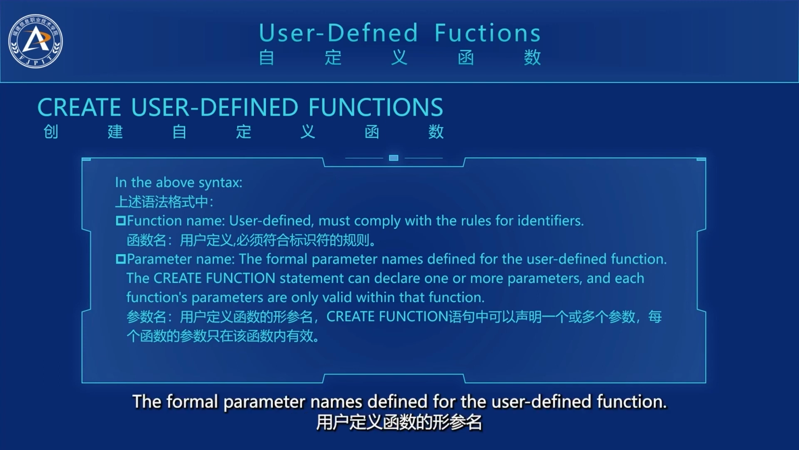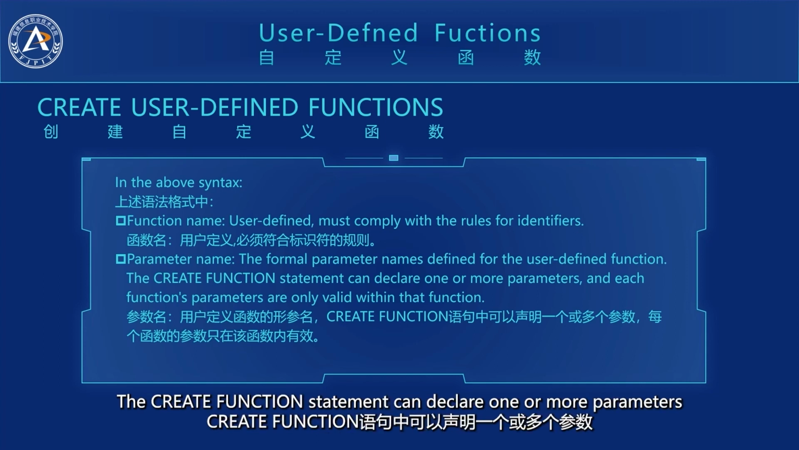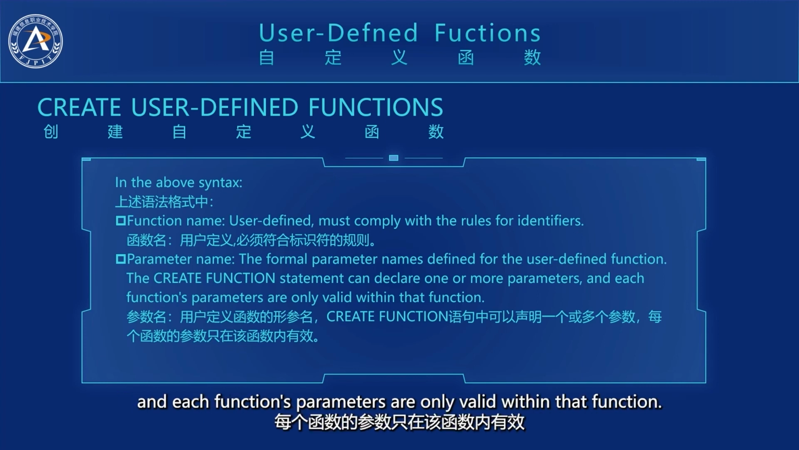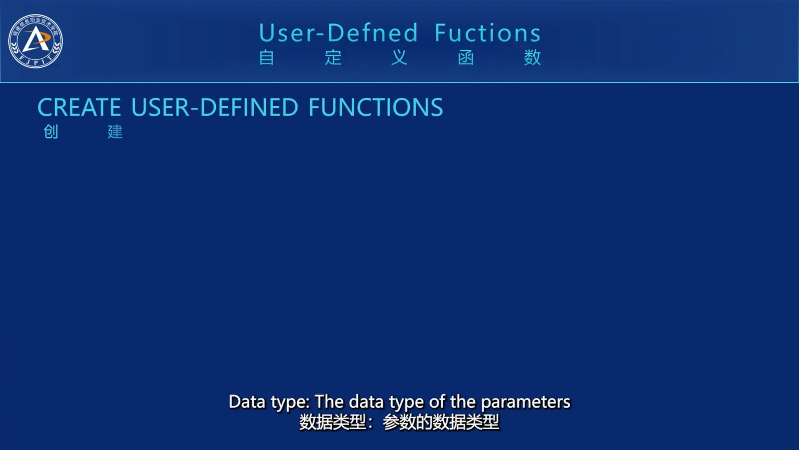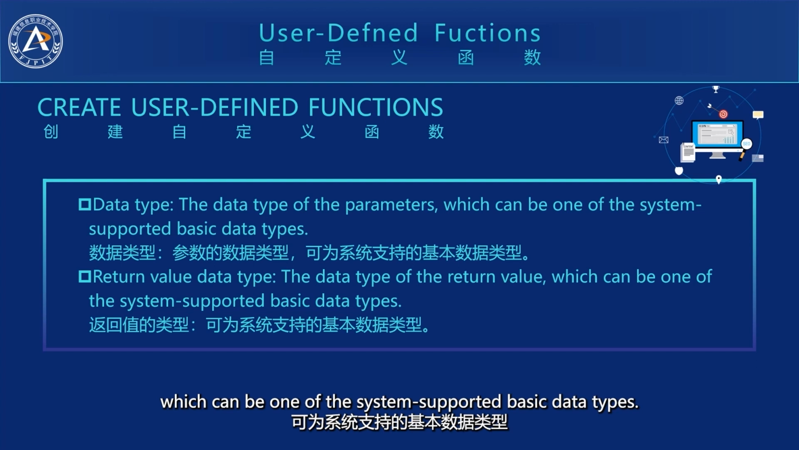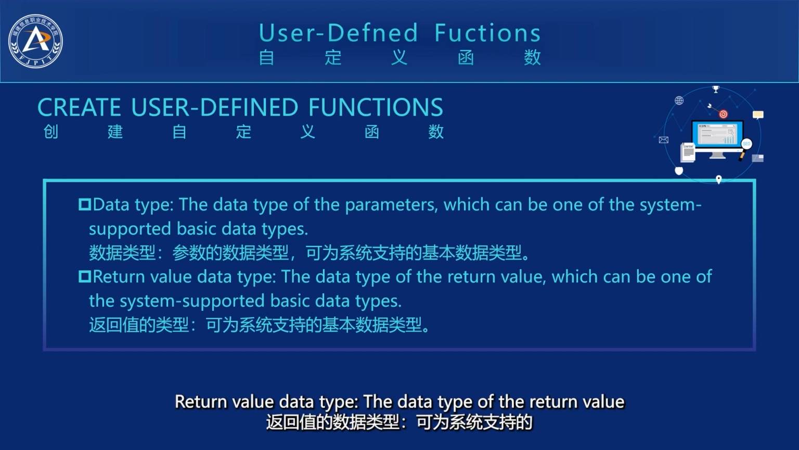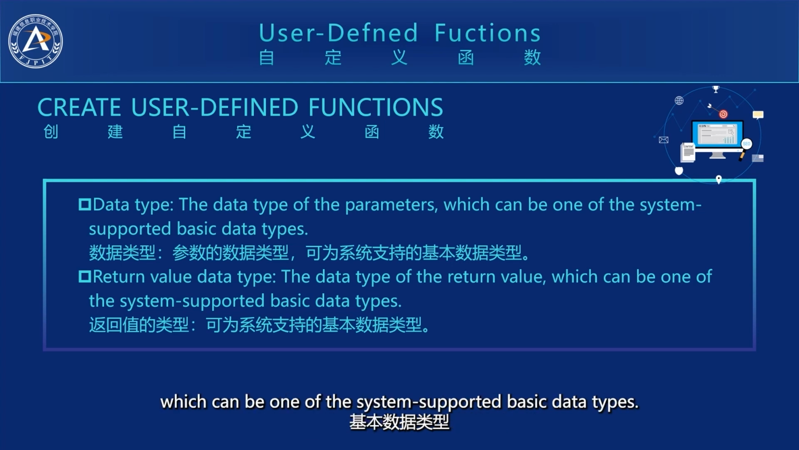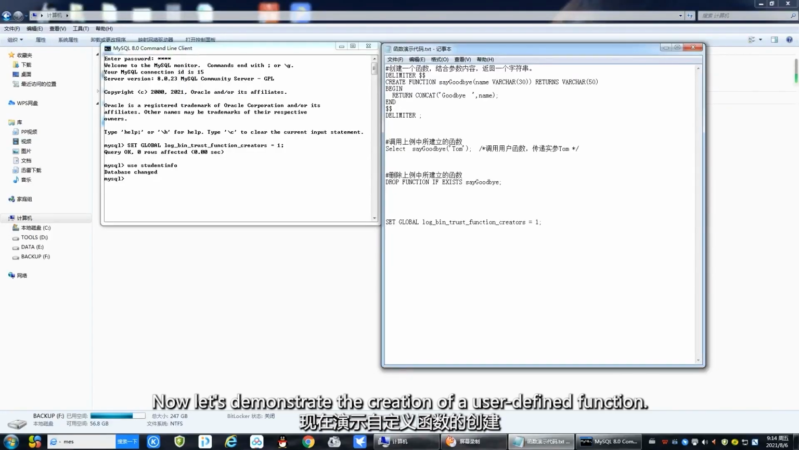Parameter name, the formal parameter names defined for the user-defined function. The create function statement can declare one or more parameters, and each function's parameters are only valid within that function. Data type, the data type of the parameters, which can be one of the system-supported basic data types. Return value data type, the data type of the return value, which can be one of the system-supported basic data types.